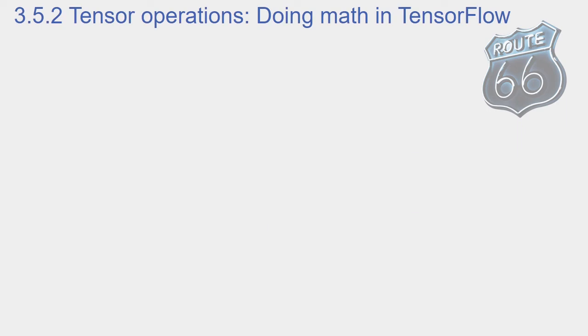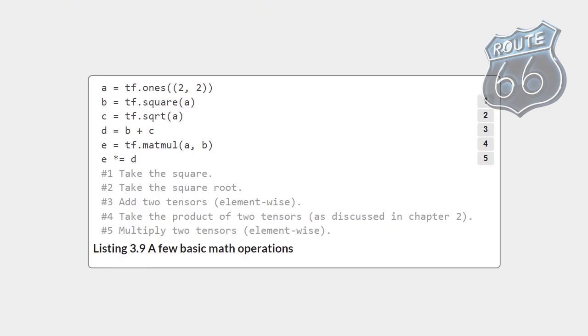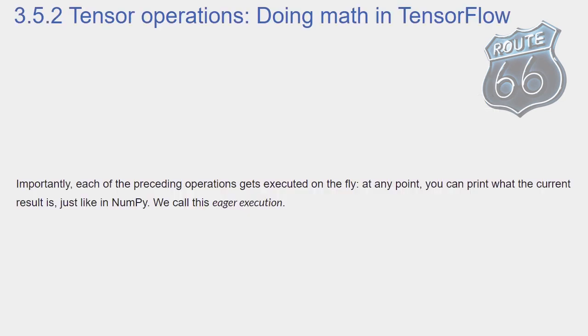Section 3.5.2. Tensor operations: doing math in TensorFlow. Just like NumPy, TensorFlow offers a large collection of tensor operations to express mathematical formulas. Here are a few examples. Importantly, each of the preceding operations gets executed on the fly. At any point, you can print what the current result is, just like in NumPy. We call this eager execution.